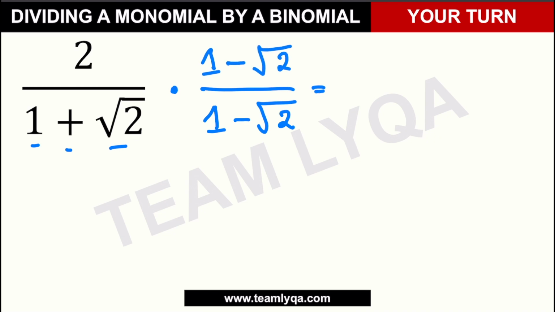Okay? Now sa taas, i-distribute lang natin. Again, 2 times 1 is going to give us 2. Tapos, 2 times negative square root of 2 is going to give us minus or negative 2 square root of 2.